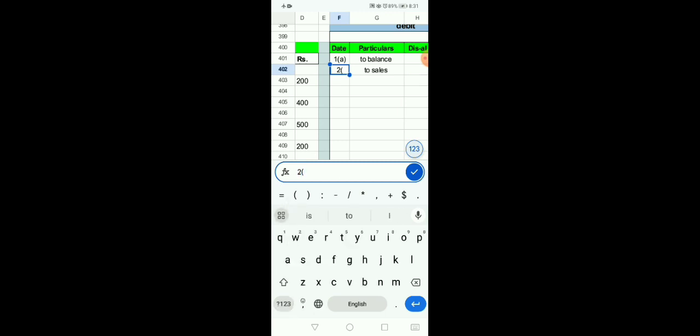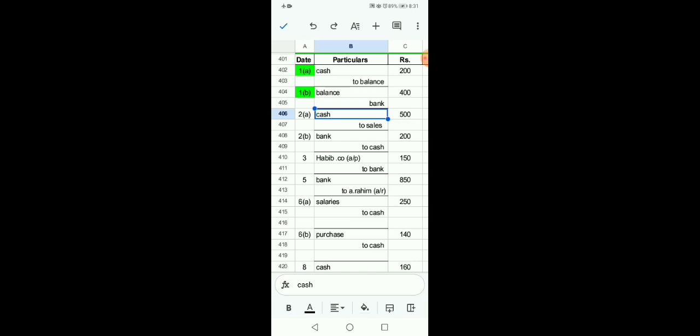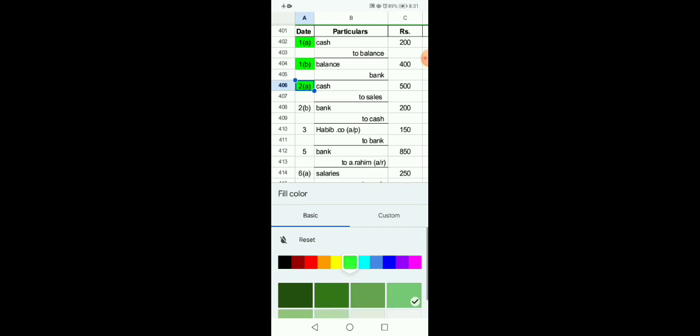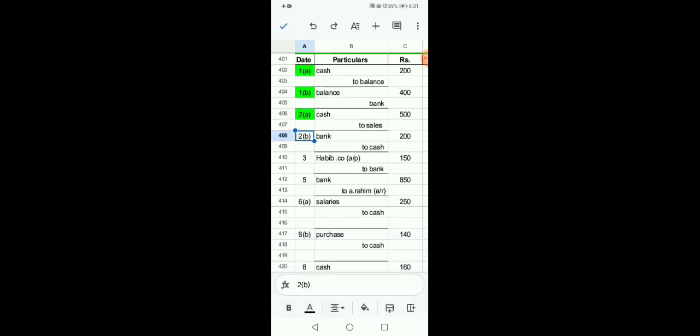Put 2A over here. Entry number 2A was having only one element which has been posted. It means entry 2A is completed. Mark it as it has been done. Next entry is 2B, where there are two elements and both elements are associated with the cash book. So we will post them step by step.